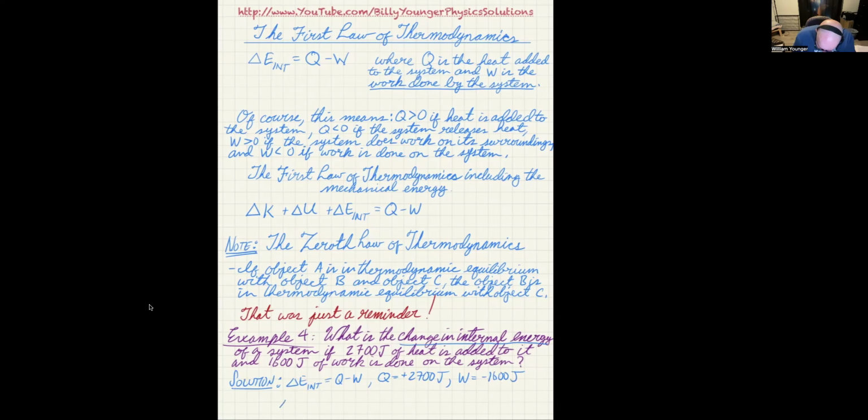So we can finally say that delta E internal is equal to 2,700 joules minus negative 1,600 joules. So basically that becomes addition, and we get 4,300 joules is the change in internal energy. So I hope that helps you.